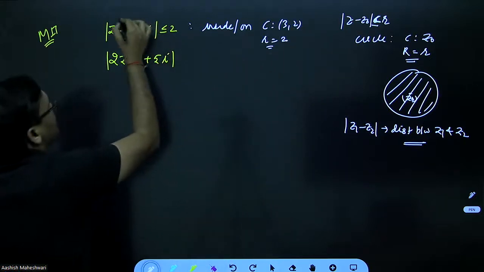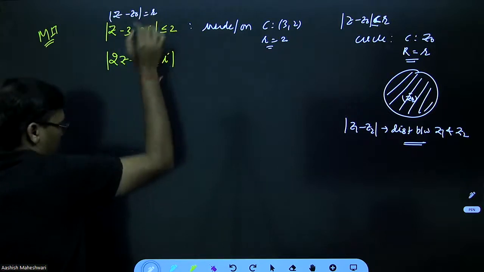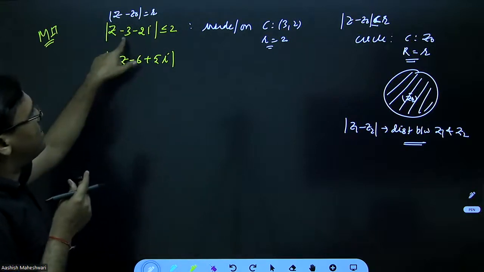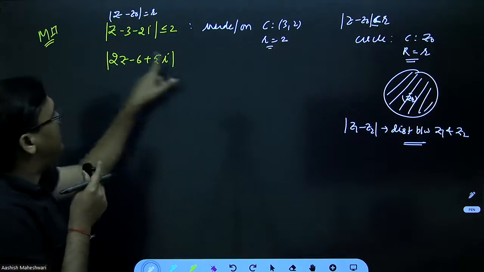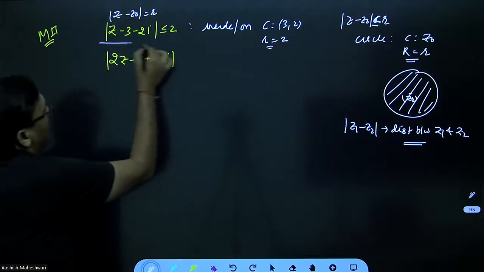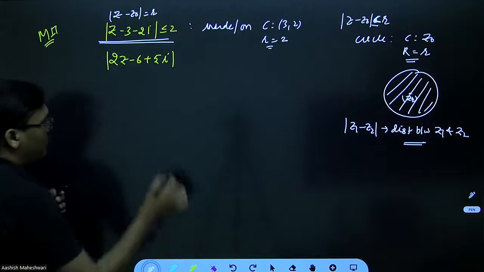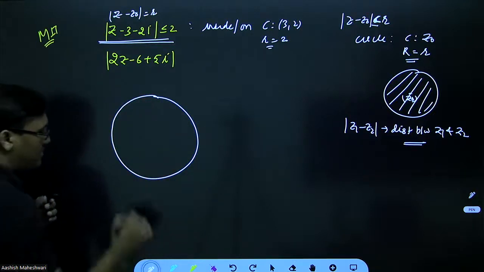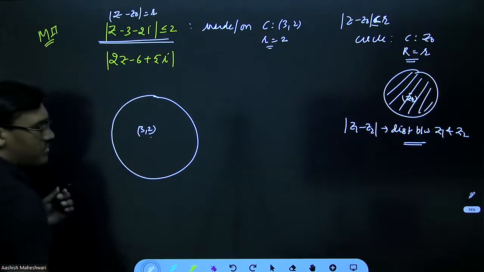यहाँ पे Z naught क्या हो जाएगा? This is |Z minus Z naught| is equal to R, इससे कंपेयर कर रहे हैं. ठीक है? So you can see Z naught will be 3 plus 2 iota. What is 3 plus 2 iota? The point 3, 2. Radius is equal to 2. Correct? So if I just plot this, we are just plotting this region. This is center 3, 2, radius 2. So let's say this is the circle with center 3, 2 and radius 2.